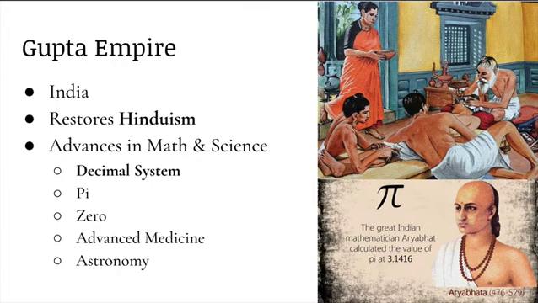So usually, if you're not sure which is which, if you hear algebra, that's Islamic. Decimals, Gupta. Zero, Gupta. That's usually the way they divide it. Oh, you see a reference to Spain, Islamic. Okay.